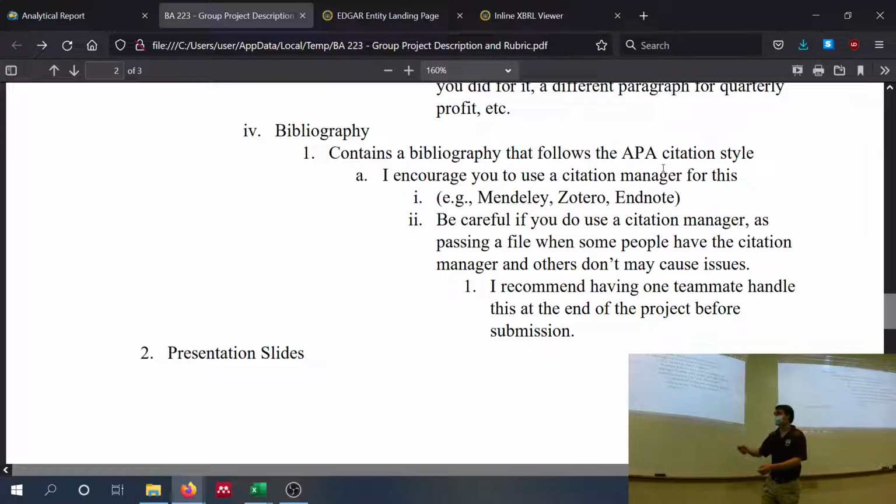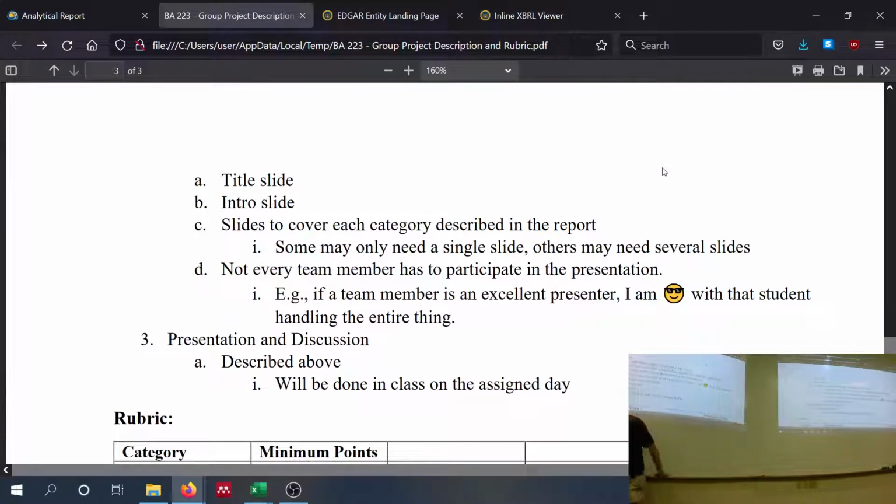Okay, presentation slides. Go through these kind of quickly. It's really self-explanatory. You're going to have a title slide. You're going to intro, talk about what you're going to be discussing, your different topics. And then you have all your different topic slides. Okay? You may be able to fit everything on one slide. You may be able to fit everything on 5 slides. I'm not saying you got to have 10 slides. Have as many slides as you need.